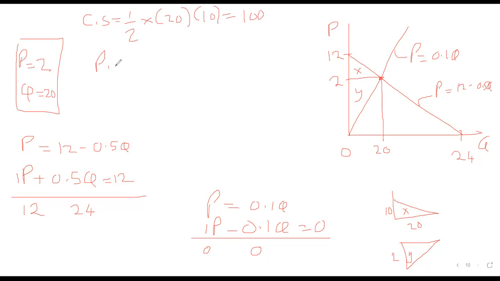The producer surplus, half times base, which is 20, times height, which is 2. We're going to get a what? This is 2, so we're going to get a 10. And when we total up, we get 110. This is called our total surplus. So our total surplus is 110. All right, so this is how we do demand and supply. Let's say any questions?